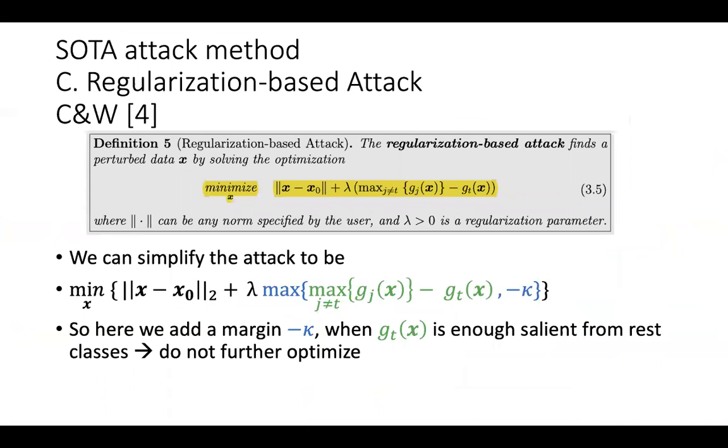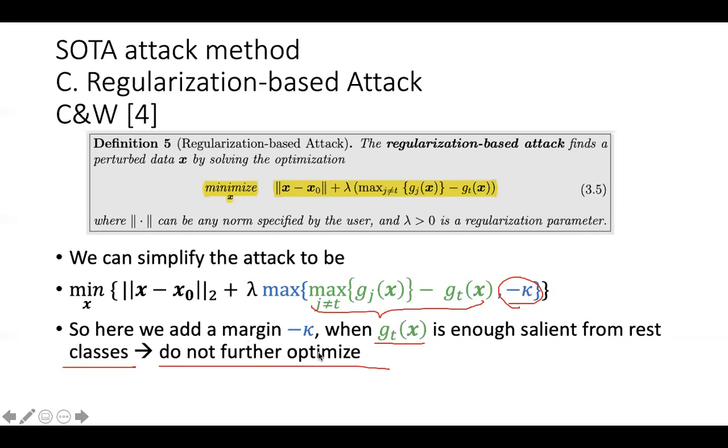So here comes the third formulation, regularization-based attack. There is one state-of-the-art work based on this formulation, which is called CNW, but it has some slight modifications. Firstly, it uses L2 distance for the perturbation. And secondly, you can see we add a margin, minus kappa, here. When the ground truth is salient enough from the rest of the classes, then this term will be negative enough, and we do not optimize further.